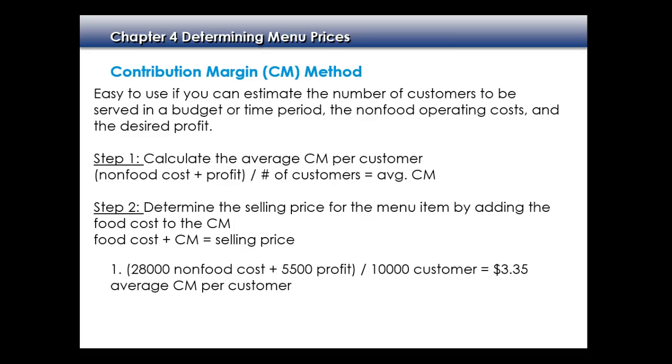So let's say there's $28,000 non-food costs plus $5,500 profit, and divide that by the 10,000 customers. You'll have a $3.35 average CM per customer. Let's say whatever this item is, it's a $3.22 cost. Add that $3.35 in, and you have a selling price of $6.57.